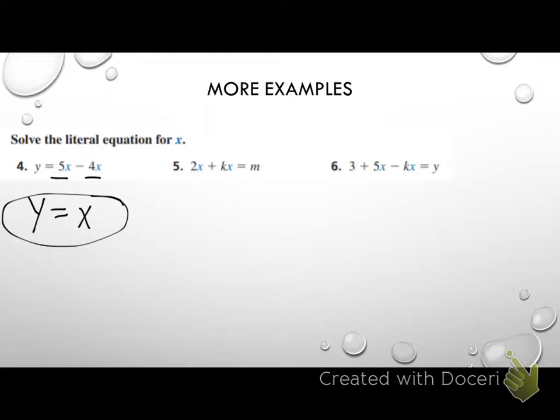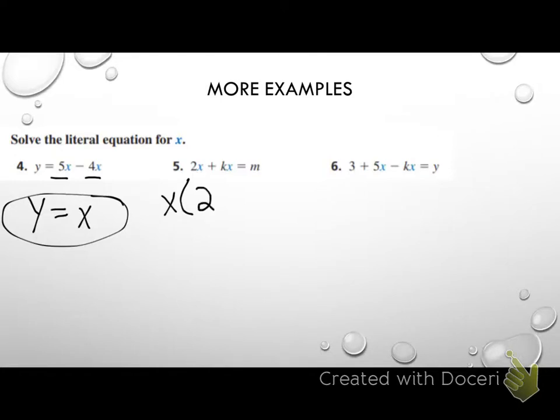Number 5, 2x plus kx equals m. I'm solving for x. Can I combine 2x and kx? Those are technically like terms. I just don't know what k is, so I can't really add them. So let's go ahead and factor out a GCF. What do they have in common? X. So I'm going to factor out an x. Is there anything else they have in common? Nope. So x times what would give me 2x?